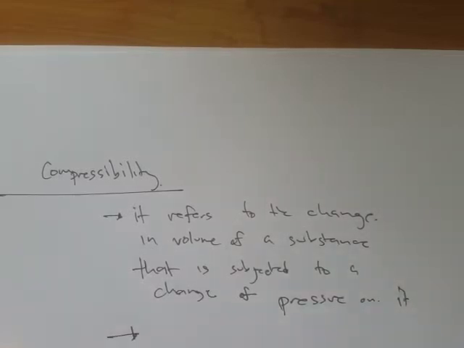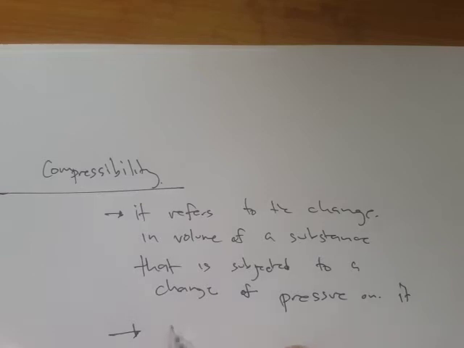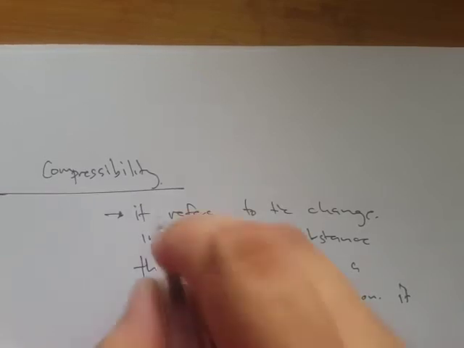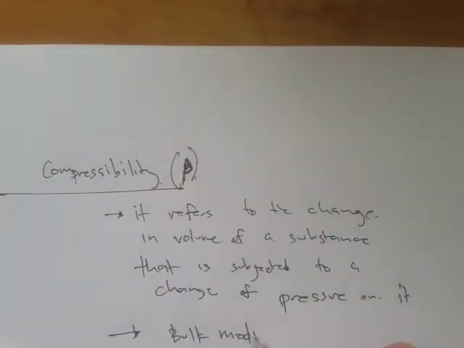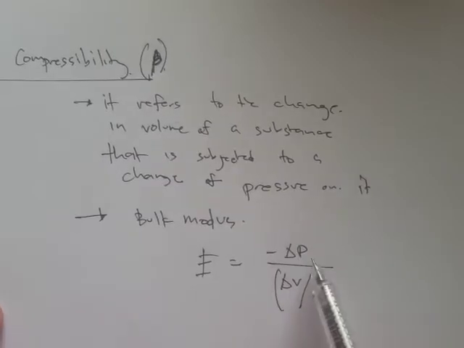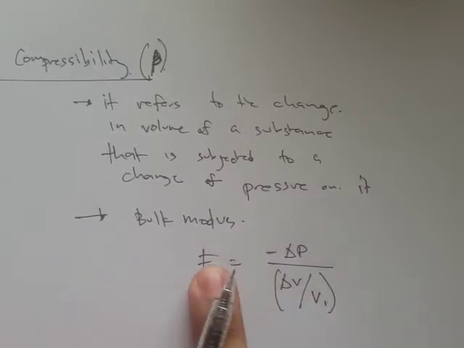Okay, so the way to measure this compressibility is in terms of bulk modulus. Compressibility is actually another property, but the way to measure it is in terms of bulk modulus, which is E equal to negative delta P over delta V over V sub 1. So negative change in pressure divided by the change in volume over the original volume. That's the reason why I put a subscript of 1 here. So this bulk modulus is basically the reciprocal of the compressibility.